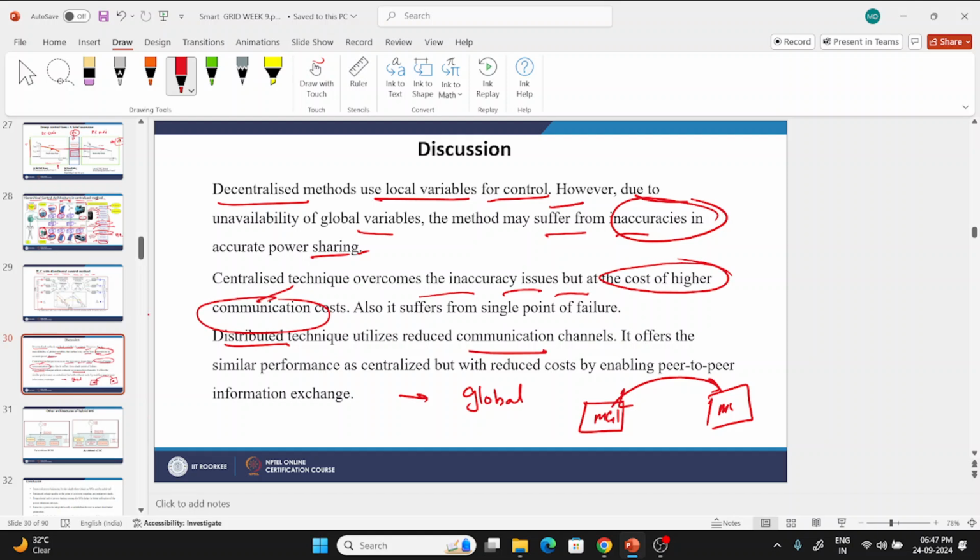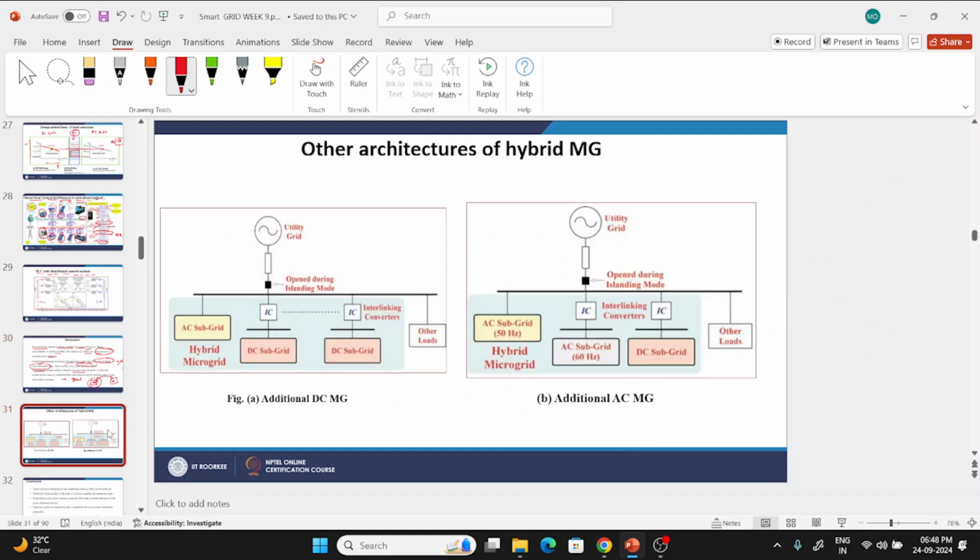The communication is very dense, it is high in the centralized techniques. That's why it is very costly, and it also suffers from a single point of failure. If there is any failure in any communication network at any point, the control will be taken up by the centralized controller, and it will help in restoration. But in distributed, if any outage happens in any microgrid, other things will go on smoothly.